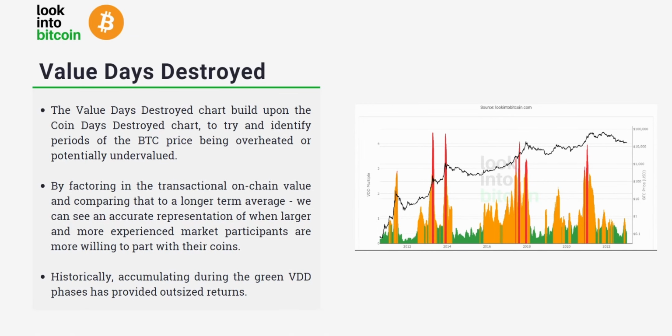So just to summarize, the value days destroyed chart builds upon the coin days destroyed chart to try and identify periods of the Bitcoin price being overheated or potentially undervalued. By factoring in the transactional on-chain value and comparing that to a longer term average, in this example the 30-day average compared to the yearly average, we can see an accurate representation of when larger and more experienced market participants are more willing to part ways with their coins. And historically, accumulating during the green value days destroyed multiple phases has provided outsized returns, especially when considering profit taking during the orange or even red areas of the value days destroyed multiple.